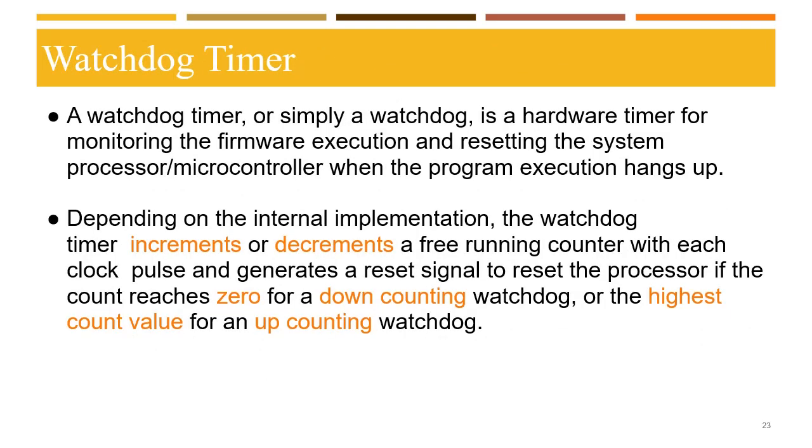A watchdog timer, or simply watchdog, is a hardware timer for monitoring the firmware execution and resetting the system processors or controllers when the program execution hangs up. Depending on internal implementation, this watchdog timer either increments or decrements a free running counter with each clock pulse and generates a reset signal to reset the processor if the counter reaches 0 for a down counting watchdog or the highest count value for an up counting watchdog.